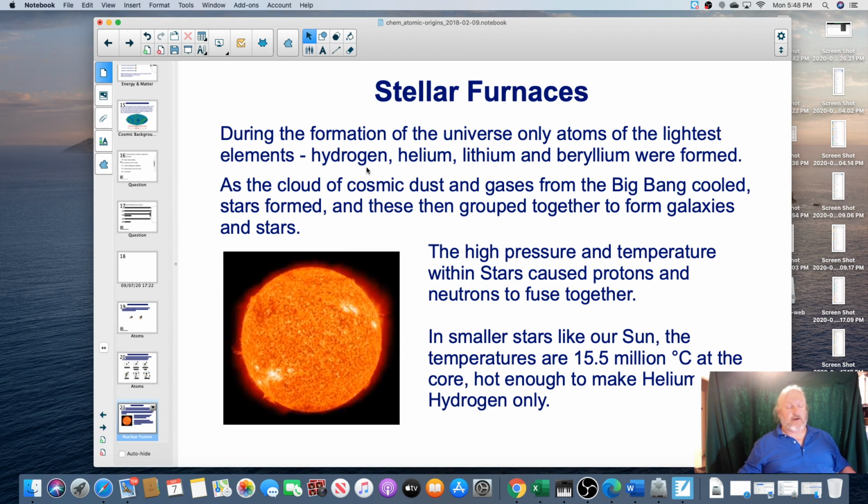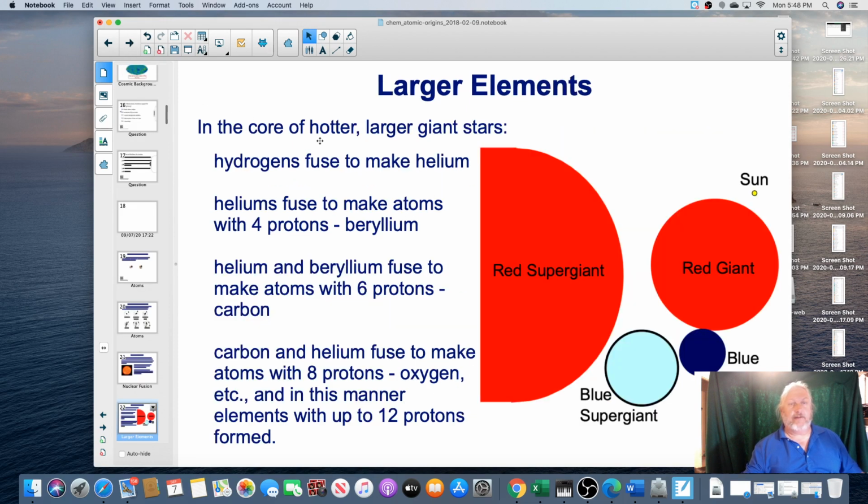In smaller stars, and our sun Sol is pretty small, the temperatures are 15.5 million degrees C at the core, and that's hot enough to make helium from hydrogen only. So you'll have 2 hydrogen atoms, they'll fuse together, and they'll form helium. Now, in the core of hotter, larger giant stars, like a red supergiant or a red giant, and there's our little bitty sun right there.